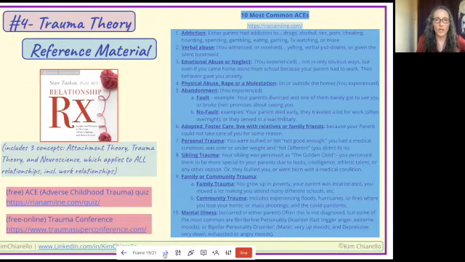Tool number 4, trauma theory. Here's a list of the 10 most common ACEs for you to read through. On the left, there's some links with a quiz to see how your ACEs are. And the book Relationship RX by Stan Tatkin.